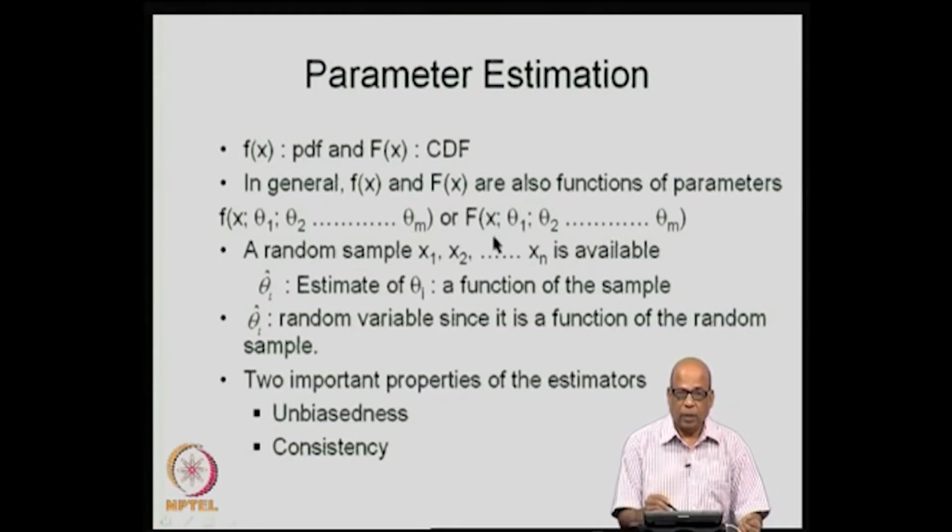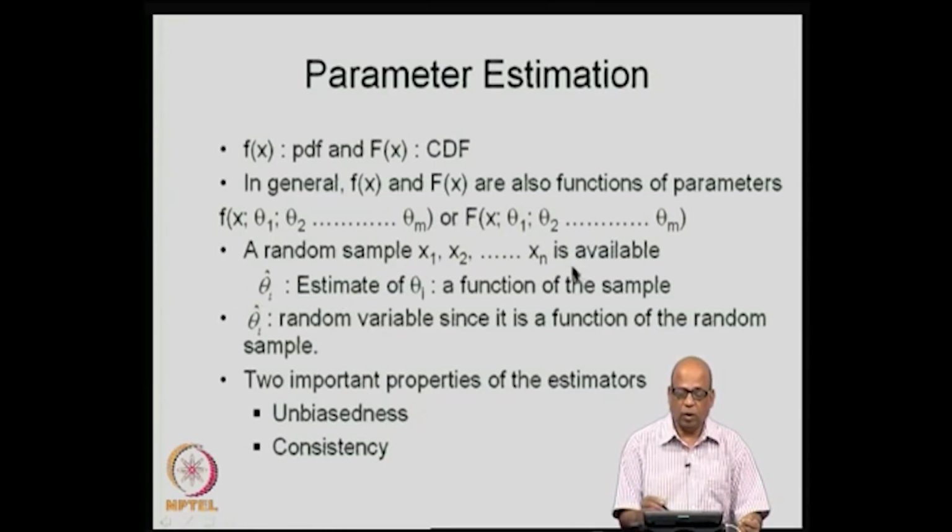I repeat that theta 1, theta 2, etcetera, theta m are the parameters of the population, and you are estimating from the sample the associated parameter estimates. You are obtaining the associated parameter estimates theta i cap. Whenever we put a cap here, it means that it is an estimate. So, we denote, for example, theta i cap as an estimate of theta i.